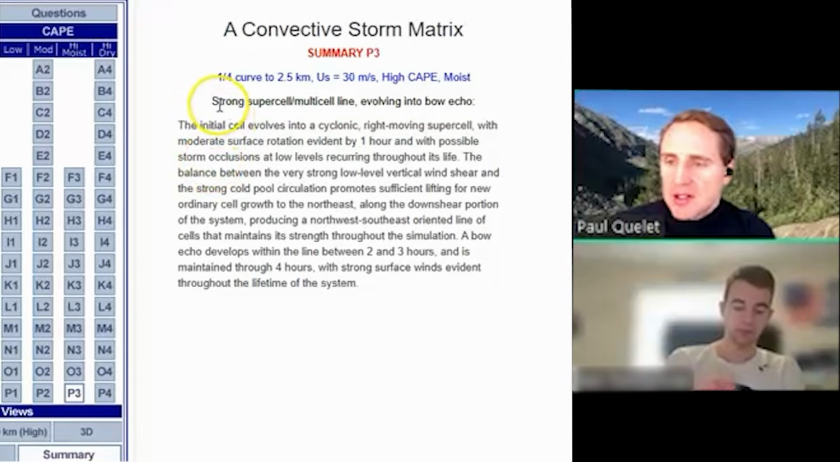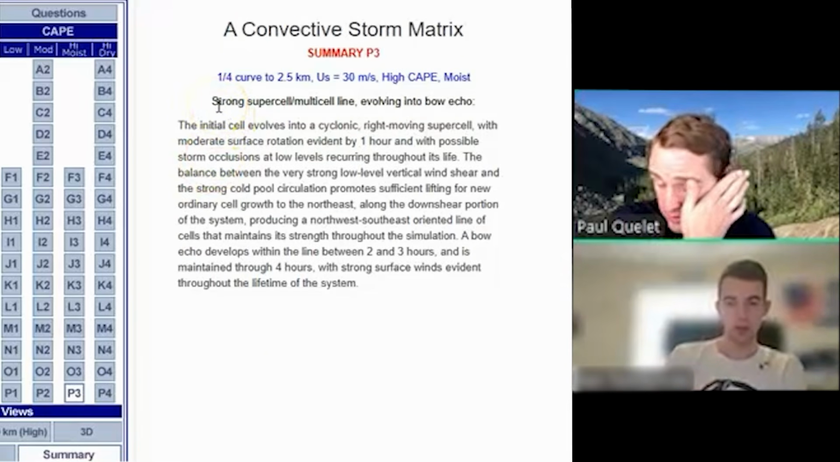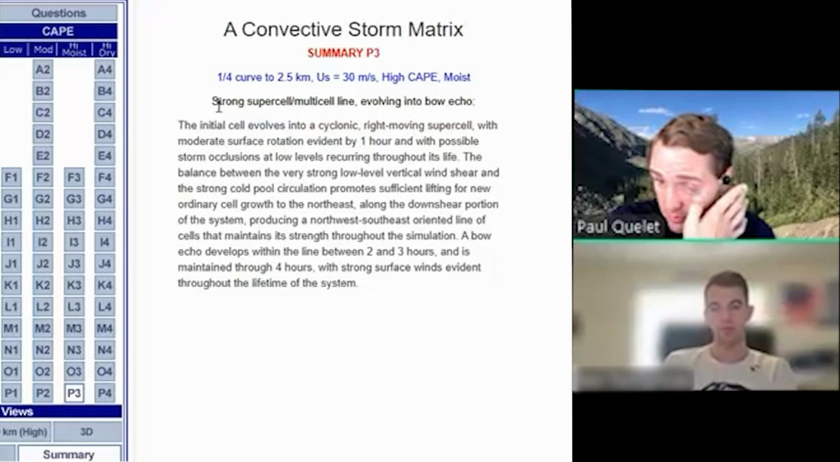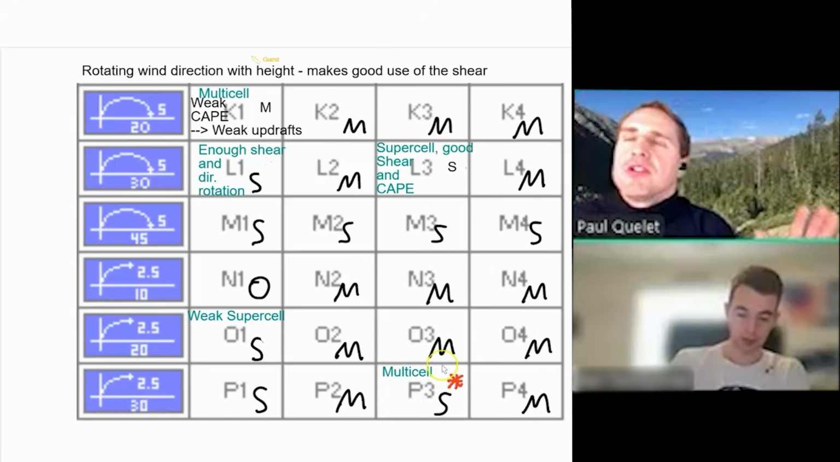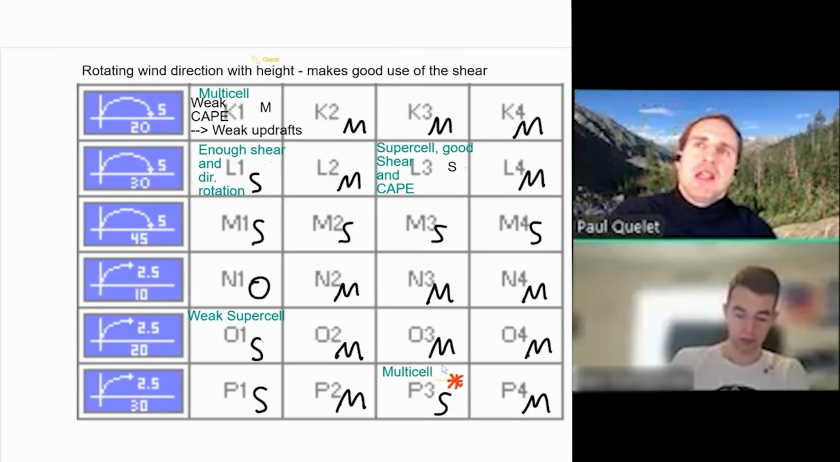So they say strong supercell / multicellular line evolving into a bow echo. If I had to make a call here, I would label this multicell because there are supercells along the line, but they quickly merge. So I would call that multicell.